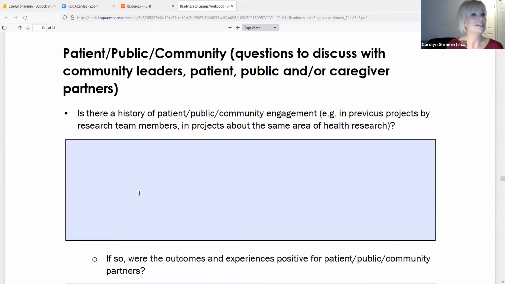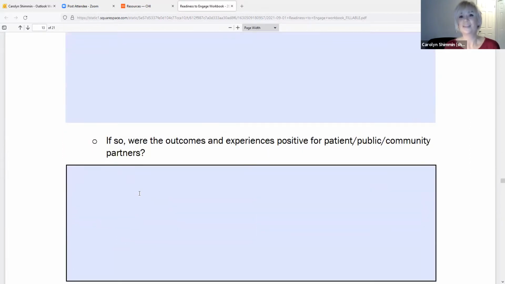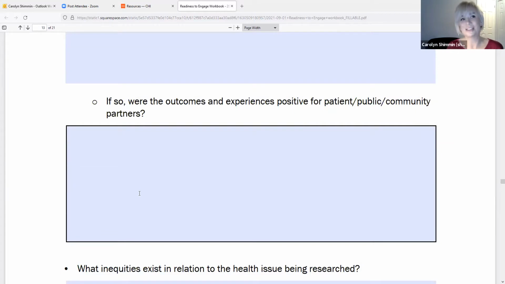For patient, public, and community, questions to discuss with community leaders, patient, public, or caregiver partners. So thinking about, is there a history of patient, public, community engagement? So have there been previous research projects done by research team members about this area of health research with community members? And if so, were the outcomes and experiences positive for community members? So understanding what the history has been is really important.